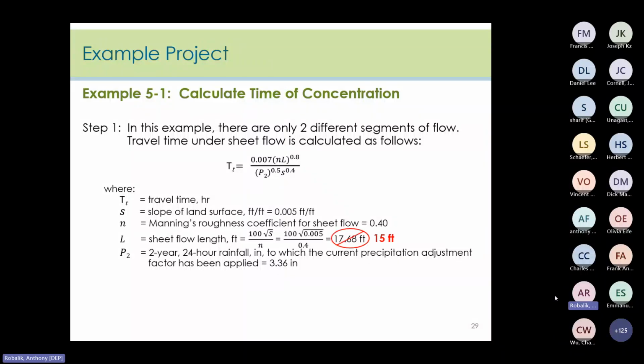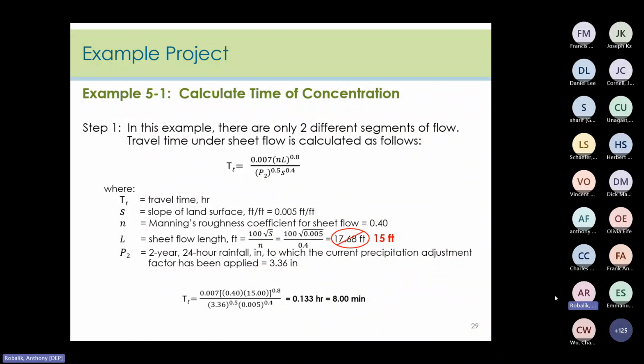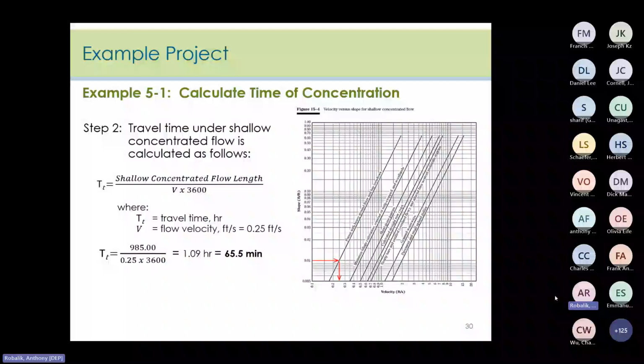But for sheet flow at this particular site, although it wasn't mentioned in the example statement, there is actually a physical obstruction on the site that limits sheet flow length to just 15 feet. So we're not going to use the larger distance of 17.68 feet that we calculated with McEwen-Speece, and instead we're going to use this smaller distance of 15 feet, which represents the actual site conditions. Plugging all this into the equation shown yields a travel time of 8 minutes for the sheet flow.